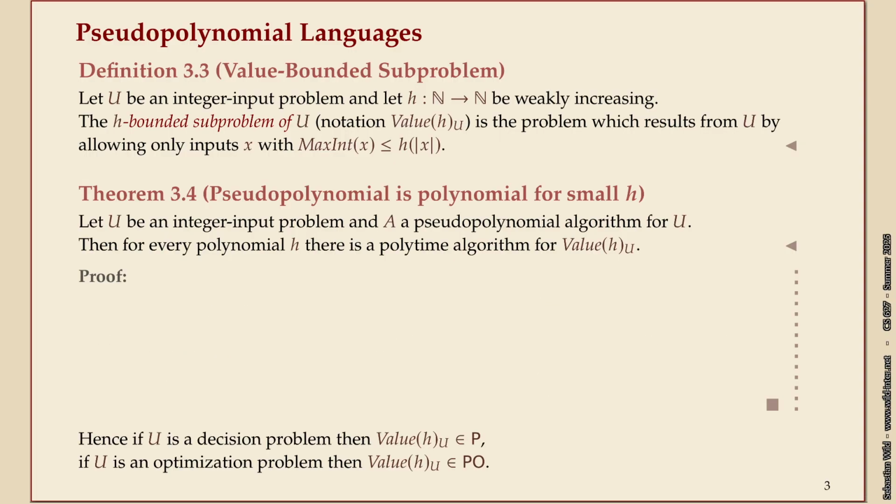And so if this is a decision problem, then the value restricted problem is in P. If it's an optimization problem, the value restricted problem is in PO. Works both ways. It doesn't matter what the algorithm does, if it decides and just outputs yes, no, or if it actually finds a solution.